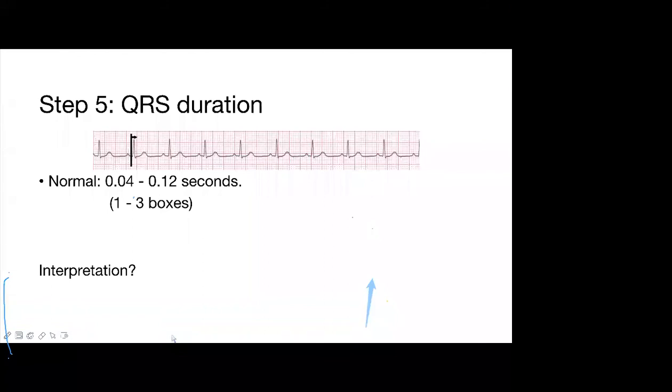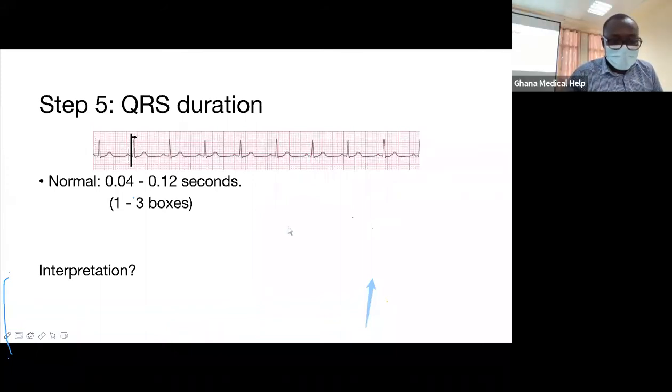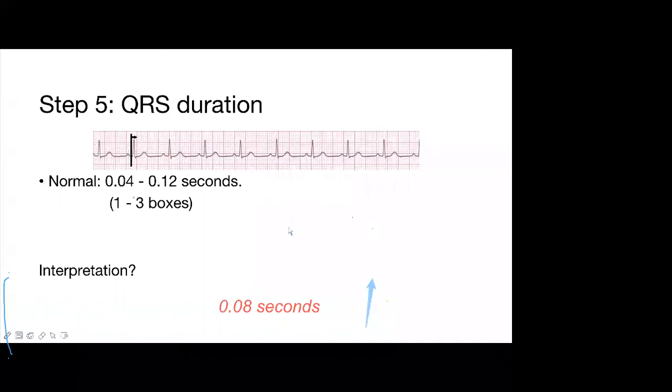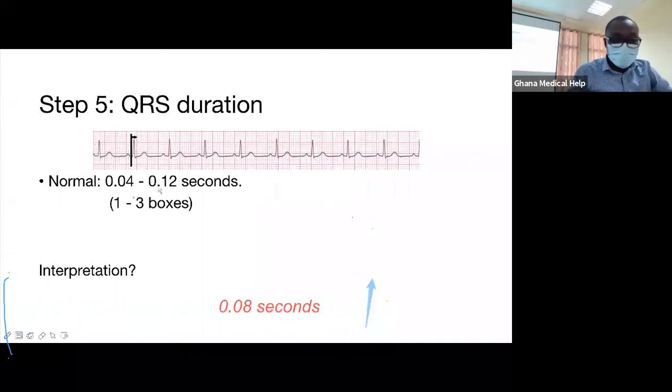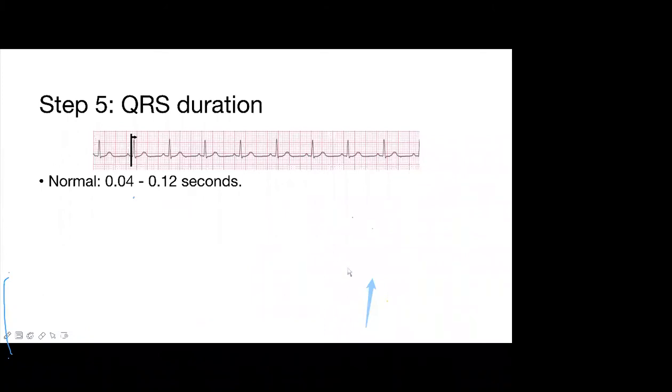Yeah, it is normal. Fantastic, thank you. So this is normal QRS duration. That's 0.08, and if you look at what we have seen, it's 0.04 to 0.12 seconds. Thank you very much, Derek. So we'll move on.